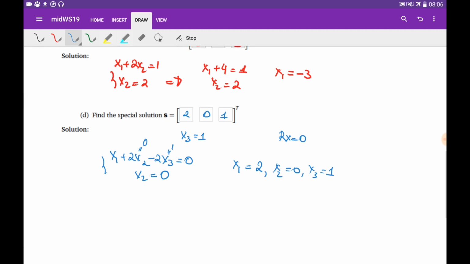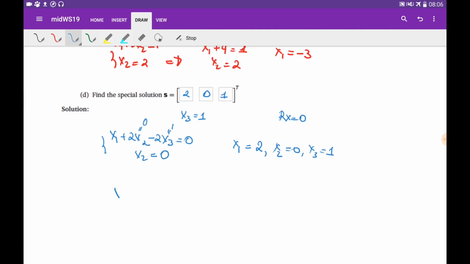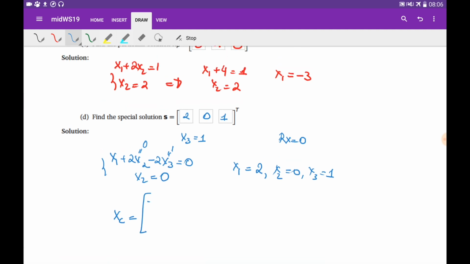It's a special solution, and the complete solution for the system is going to be x particular, which was minus 3, 2, and 0, plus the span of the special solutions, which is 2, 0, 1, multiplied by some constant t, for all values of t from the real numbers.